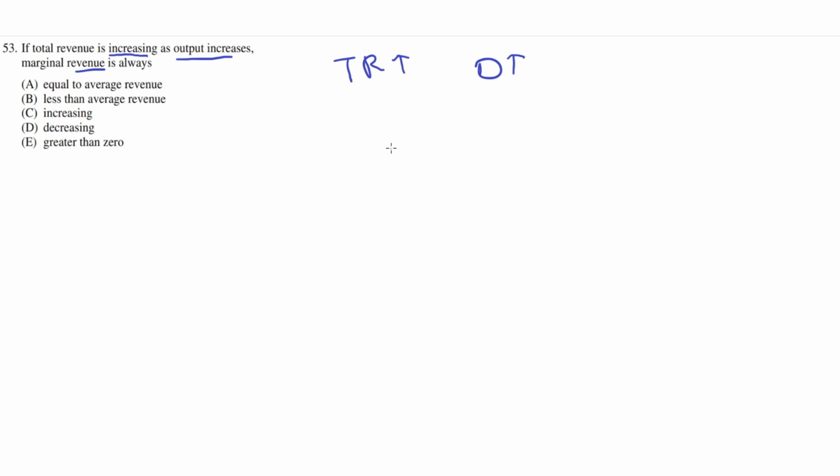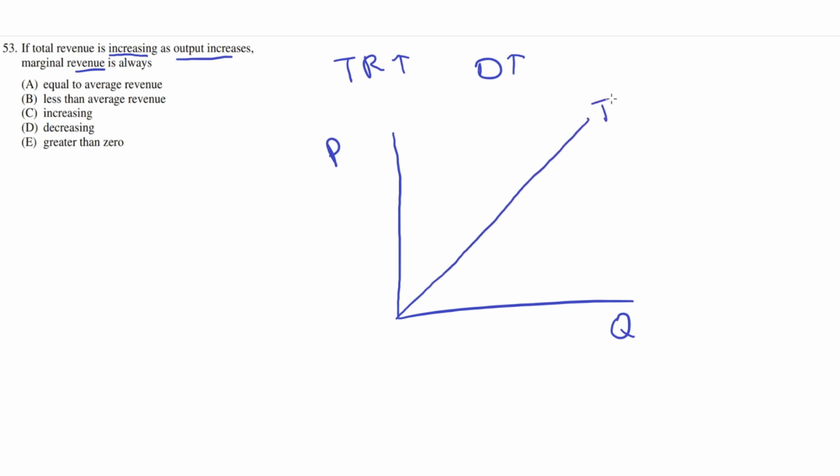So we can draw a graph to represent this, where this would represent price, this is quantity, and let's say this is a perfect competition structure where total revenue is a straight upward sloping graph, and output is, let's just assume, also a straight upward sloping graph. Now, total revenue is always increasing and output is always increasing, so we're asked to find what marginal revenue would look like. Now, if total revenue is increasing in this manner, that means the slope is a constant number.